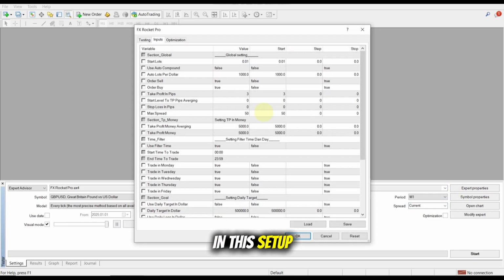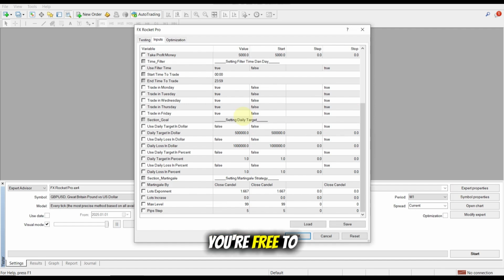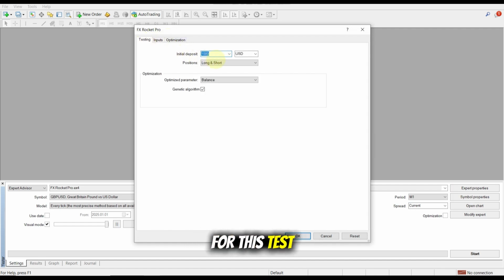In this setup, we're running the EA with its recommended optimized settings. You're free to adjust these values to suit your own trading style. For this test, the EA will operate with $100 in the account.